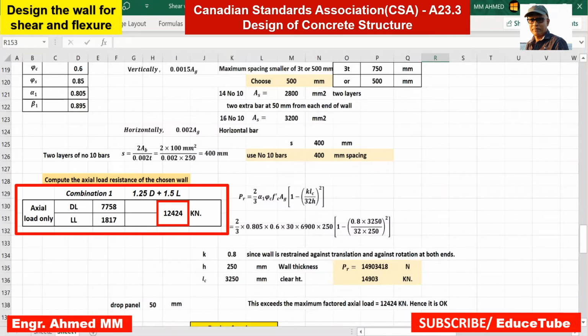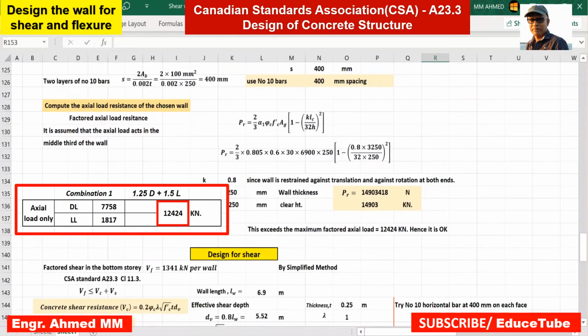It means it is able to carry this load. But actually we are imposing on this wall a factored axial load of 12,424 kilonewton. It is applied on this wall. So surely we are in a safe condition because it can carry more than this. So it is okay.